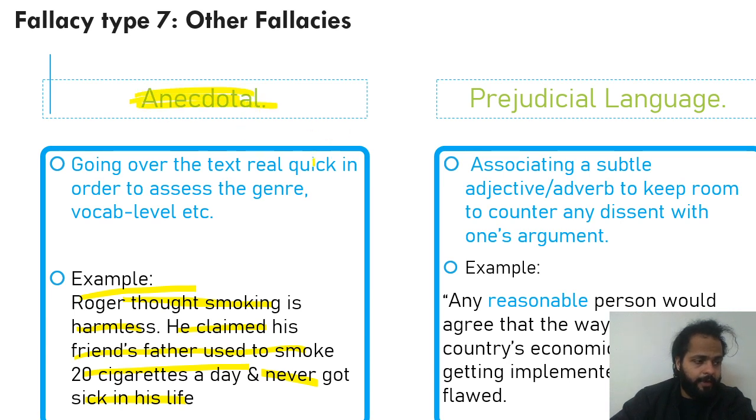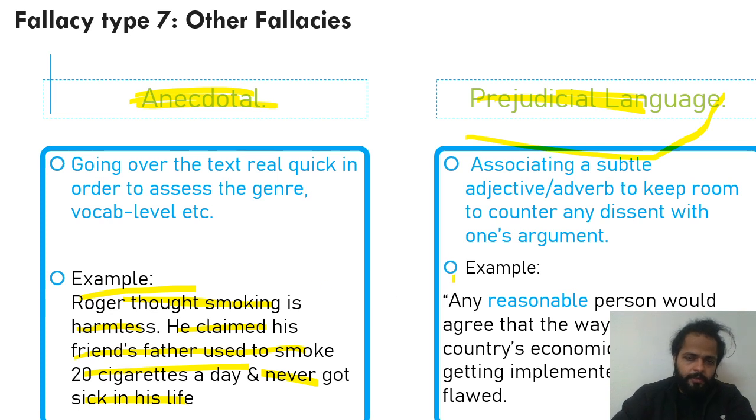Okay, let's move on to the next one, the last one, prejudicial language, the fallacy of prejudicial language. This is a fallacy that people use very cleverly. What they do is, whenever they are asking a question or making a point, they'll very slyly use some sort of positive or negative adjective in their point.